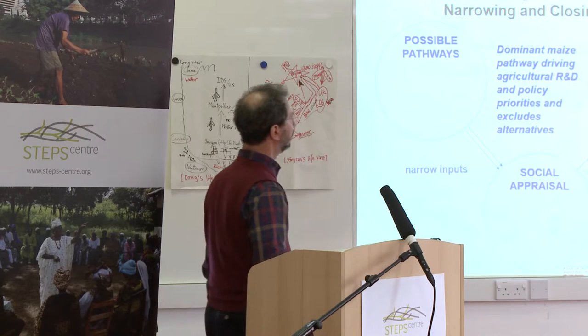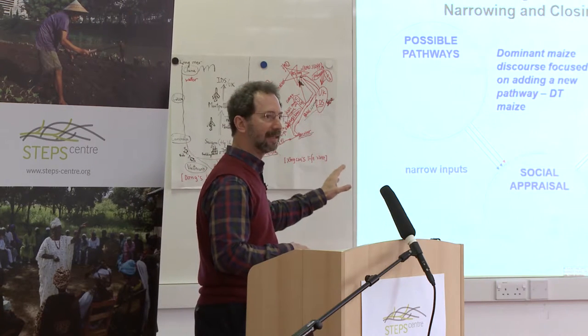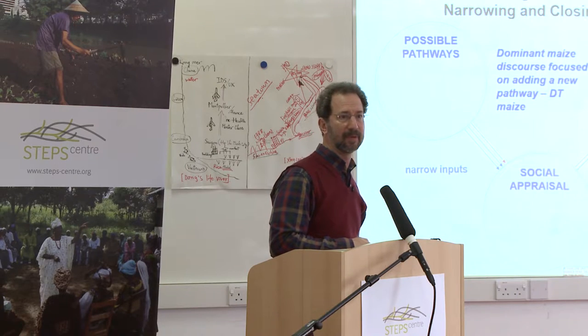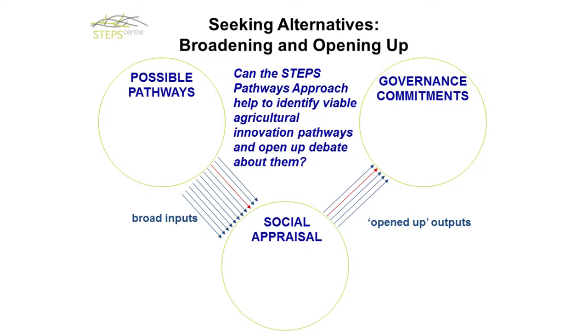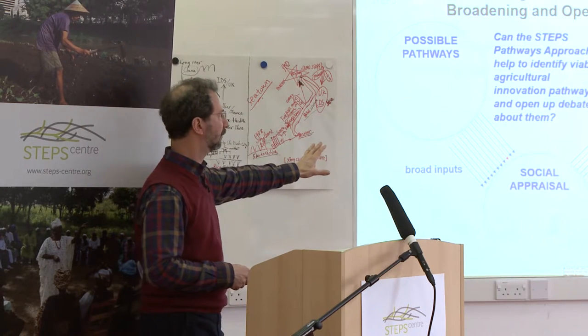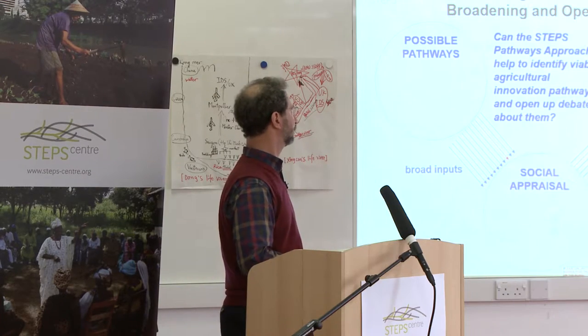And so we looked at how we could move beyond that to understand the discourse around adding another element to that maize system, which is drought-tolerant maize. So it's broadening it out slightly, widening the range of inputs into the appraisal process and the outputs available, but it's still maize. So our approach was to say, well, how might we use the STEPS pathways approach to identify some viable alternatives, to widen the array of innovation pathways in the system, to consider both maize and other. So broadening the inputs, going through that social appraisal process that I'll describe, and then opening up the array of outputs available to policy and to people in that context.